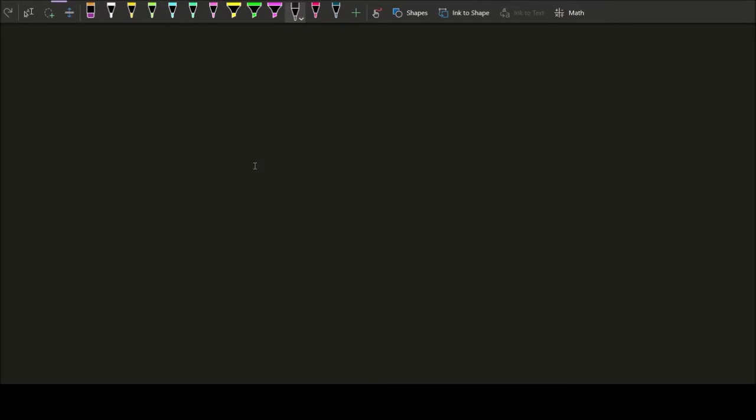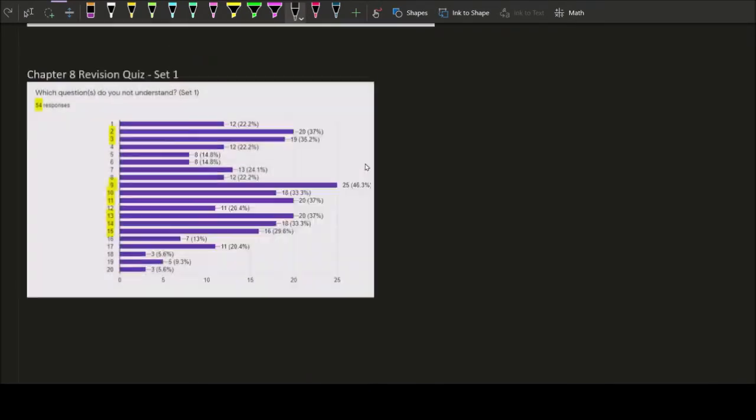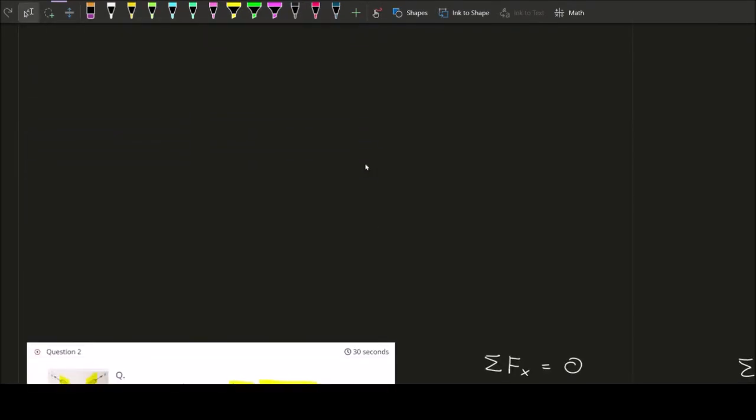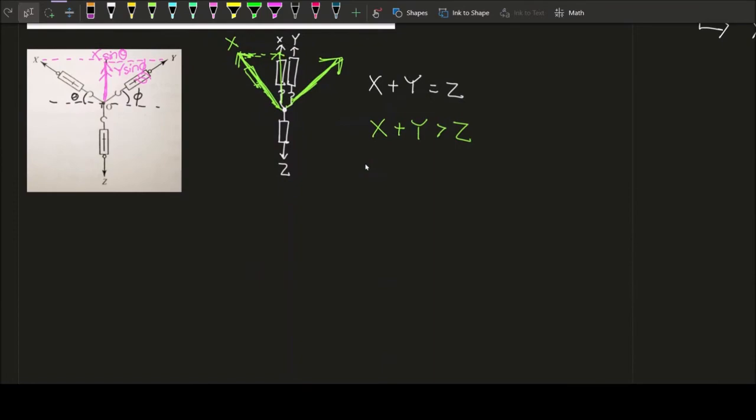Where are the other pictures? Okay, something's wrong with the software.